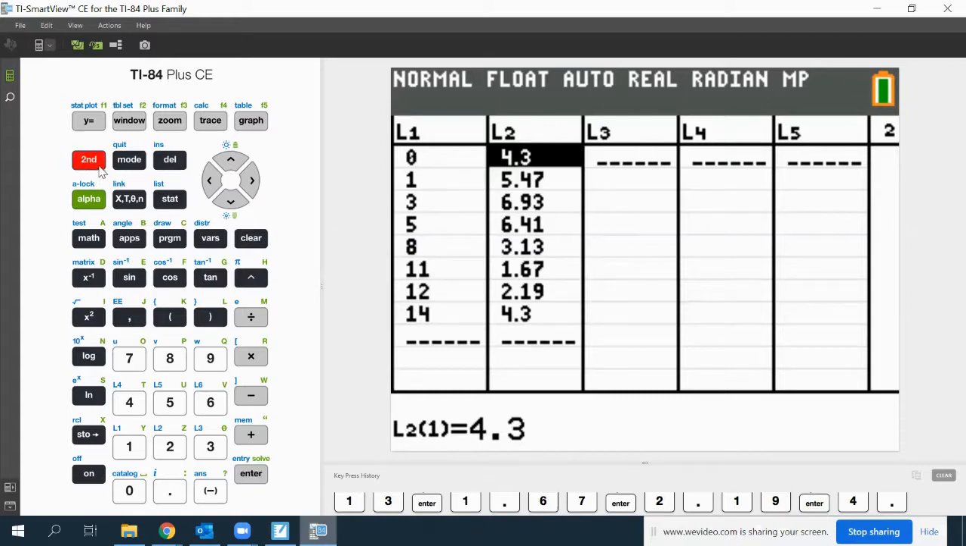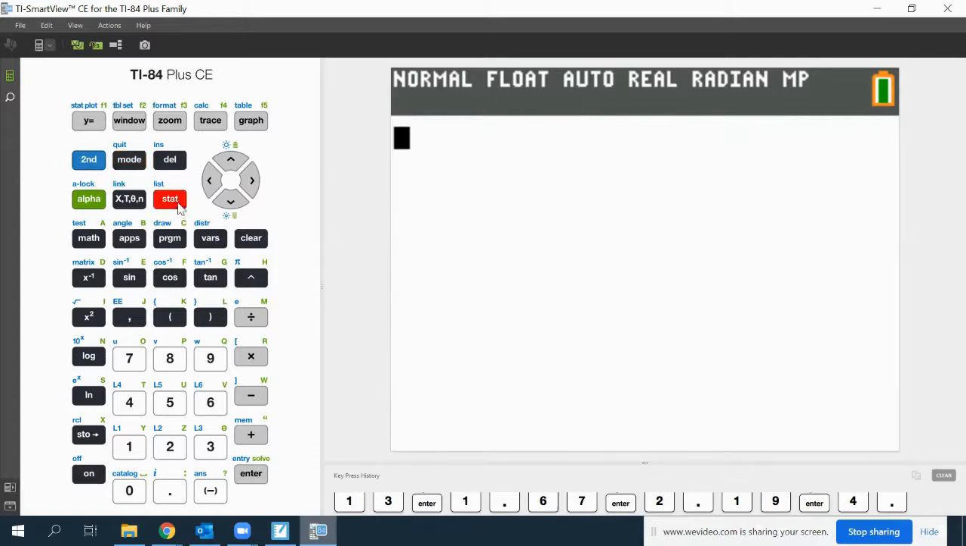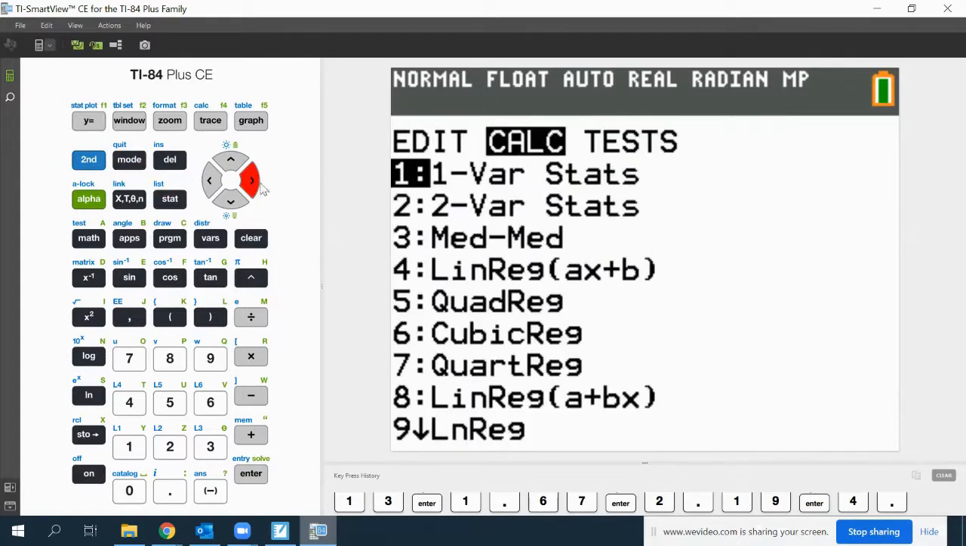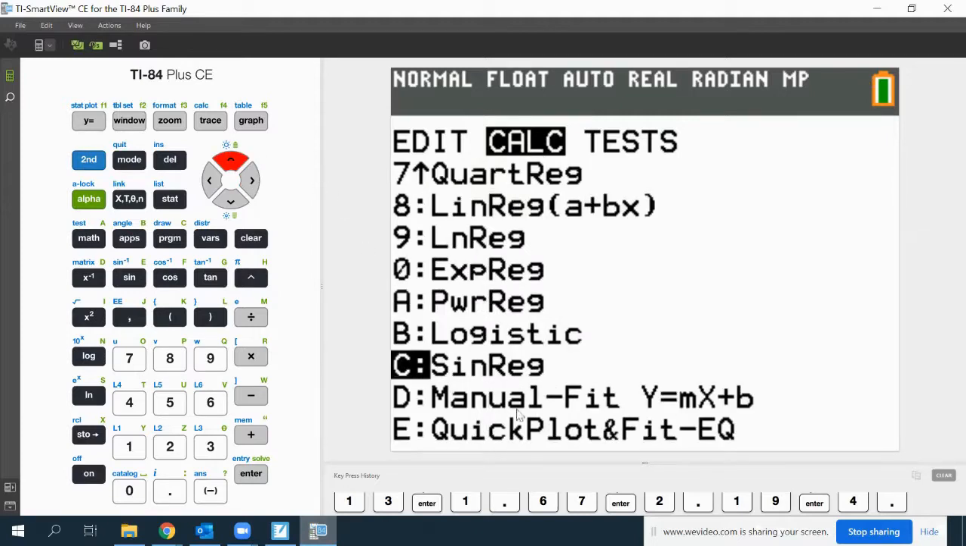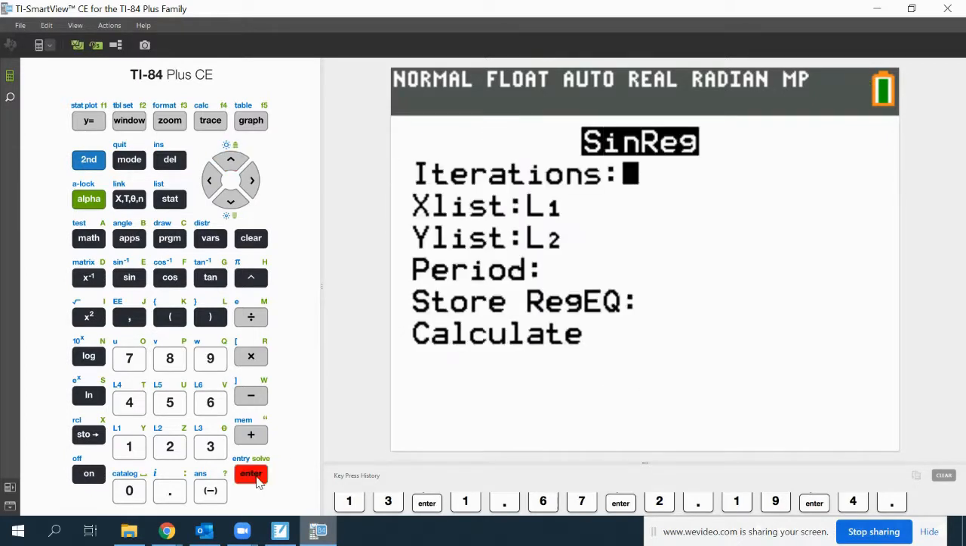Then second quit to go back to the main screen, stat, hit the right arrow to go to calculate, and then you have to find the sinusoidal regression. That's letter C on your TI-84s. If we're looking at this, 3 iterations seems good to me.